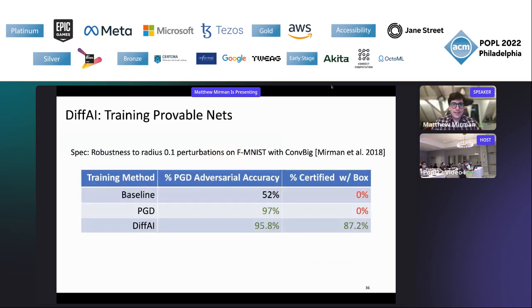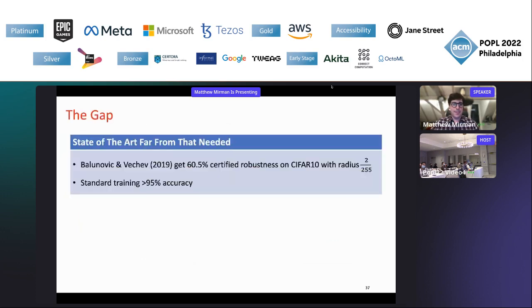So we can see if this actually improves our ability to certify networks. And when we train with DiffAI, we get up to 95.8% adversarial accuracy on PGD, which is expected since this is a harder training problem than just PGD training. And now we're able to certify using Box. We can certify 87.2% of the test set.